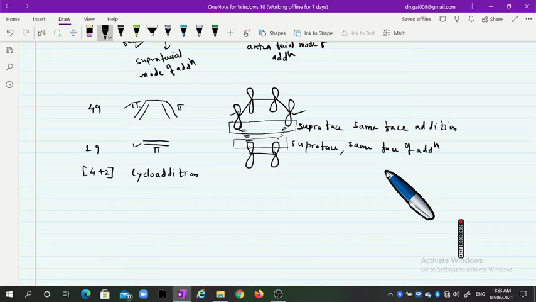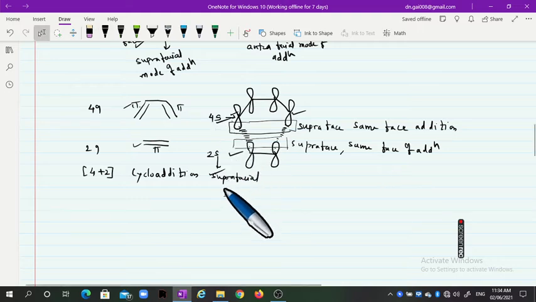Therefore, this system is a 4π system. Since it is 4, it is denoted as 4s, and this system is denoted as 2s. S stands for the suprafacial mode of addition.